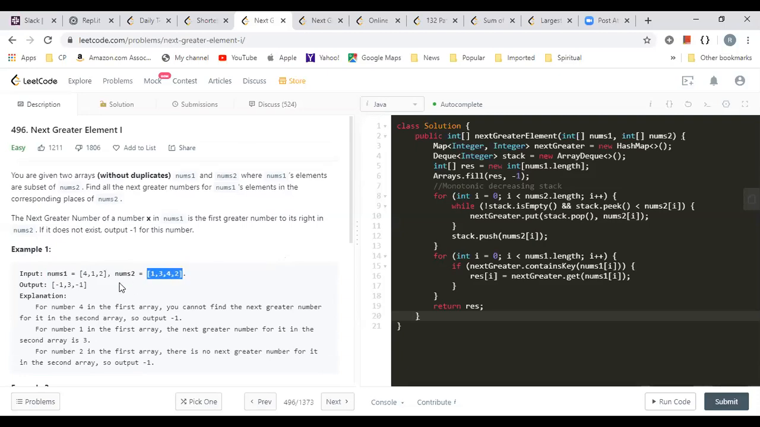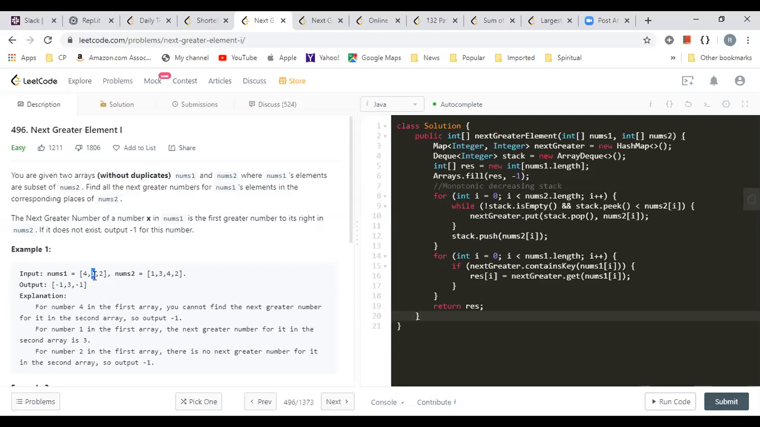What you have to find is the next greater element for 4, but not in the num1 array. You have to look into the num2 array for the bigger number after 4. If you look at it, there is no number greater than 4, so we will say -1. No one is greater than 4.